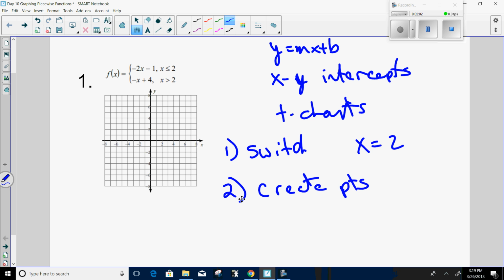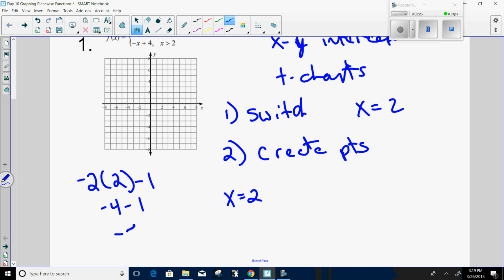The first point that I would create is to take the value of x equals 2 and evaluate it in this function. We take 2 and plug it into the top function: -2 times 2 minus 1. When you do that, you get -2 times 2, which is -4, minus 1, which gives you -5. So your x value was 2, your y value is -5, which is an ordered pair. When x is 2, y is -5. So we put that point on the graph.